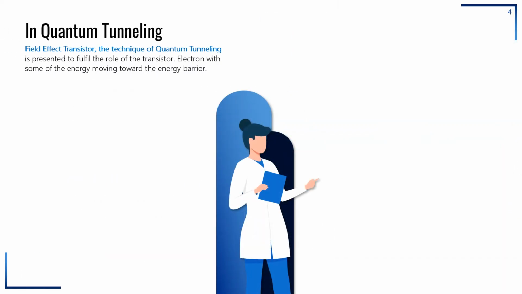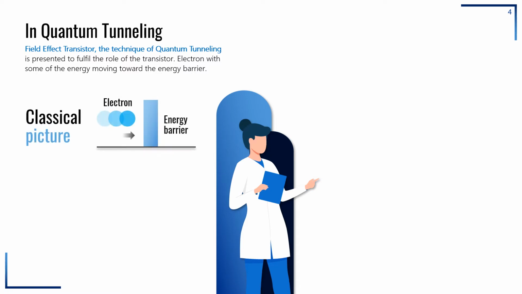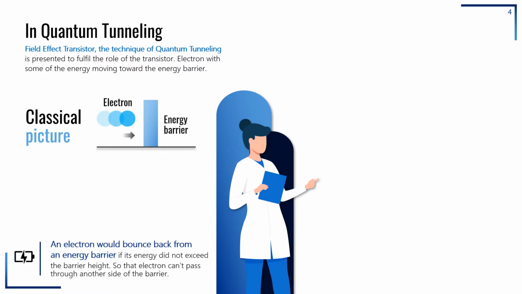In quantum tunneling field effect transistor, the technique of quantum tunneling is used to fulfill the role of the transistor. Let's go back together and understand what quantum tunneling is. Imagine that we have an electron with some energy moving toward an energy barrier. In the classical picture, an electron would bounce back from the energy barrier if its energy didn't exceed the barrier height, so that electron can't pass through to the other side of the barrier.